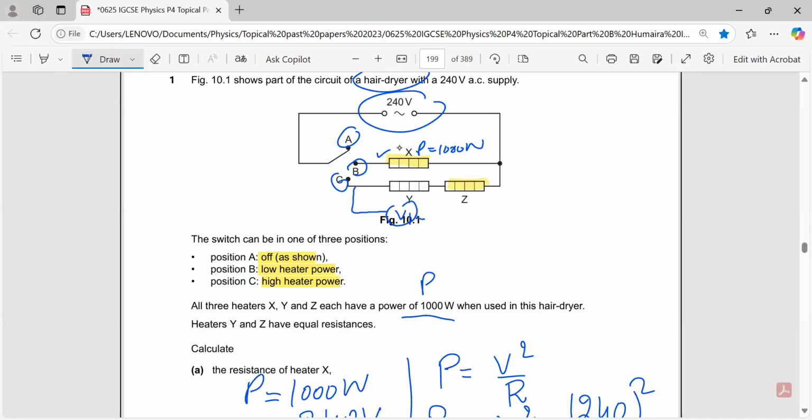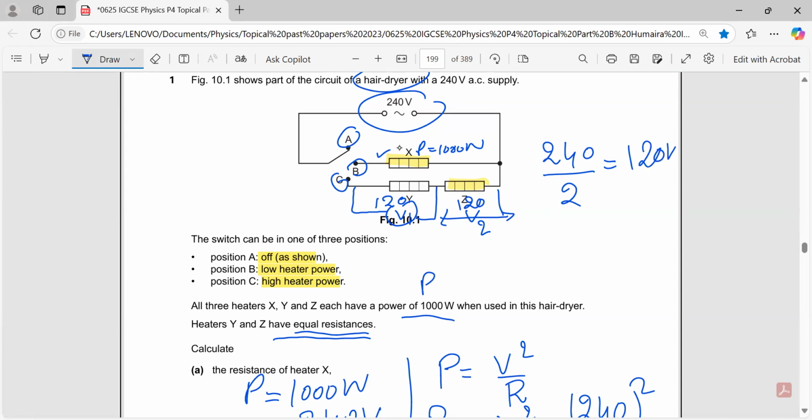So we need to calculate V1 and V2. As it is mentioned that Y and Z have equal resistances, it is very easy for us to divide this 240 volts into two halves. If the resistances are not equal, then we are not in a position to divide it by 2. So across Y it should be 120 volts and across Z it should also be 120 volts. You can simply divide 240 by 2 to get 120 volts.